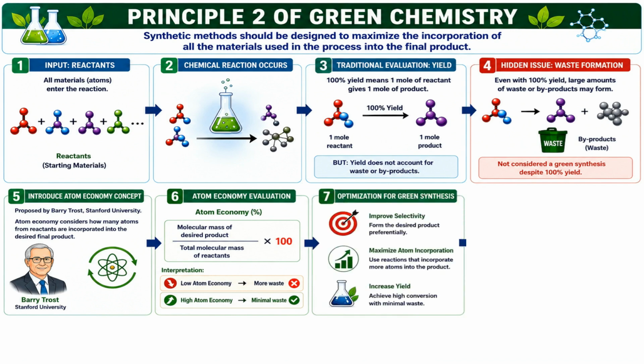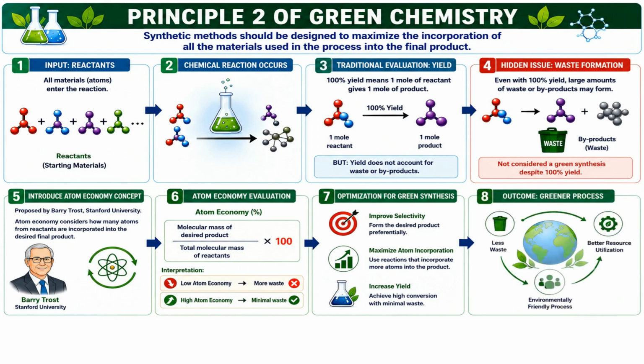This can be done by improving selectivity. This means we must ensure formation of the desired product preferentially. By maximizing atom incorporation. This means use of reactions where most atoms become part of the product. By increasing yield efficiently. This means achieving high conversion with minimal waste. As a result, we achieve less waste generation, better resource utilization, and environmentally friendly processes. This is the goal of green chemistry.